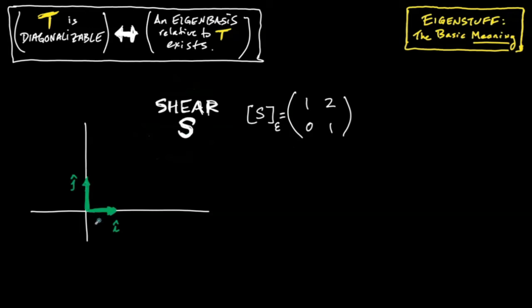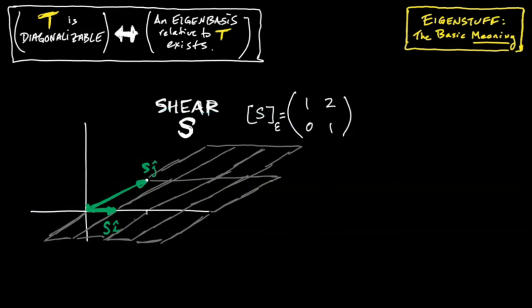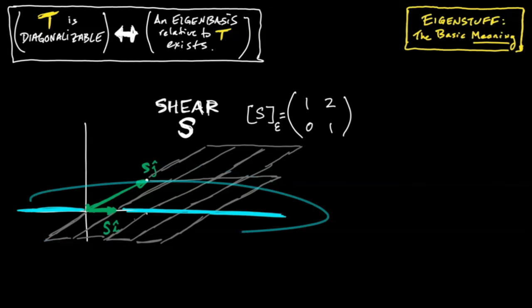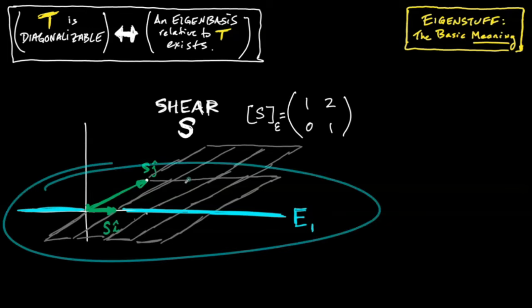So our shear takes the standard basis vectors, i-hat and j-hat, and looking at the first column, it fixes i-hat. It doesn't move at all, but j-hat gets sent to (2, 1), like so. This shear determines the following grid, and it's not too hard to see that it has one obvious eigenspace. Everything on the horizontal axis is frozen by the shear. It doesn't move at all. So that is the eigenspace corresponding to the eigenvalue 1. And in fact, that is the only eigenspace.